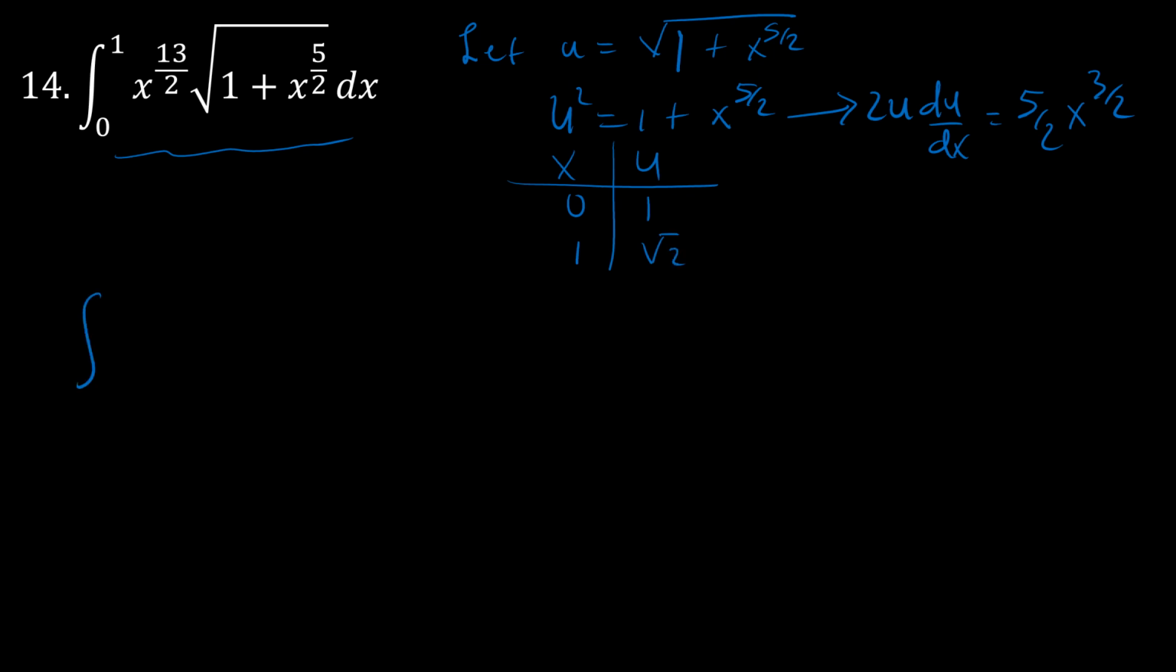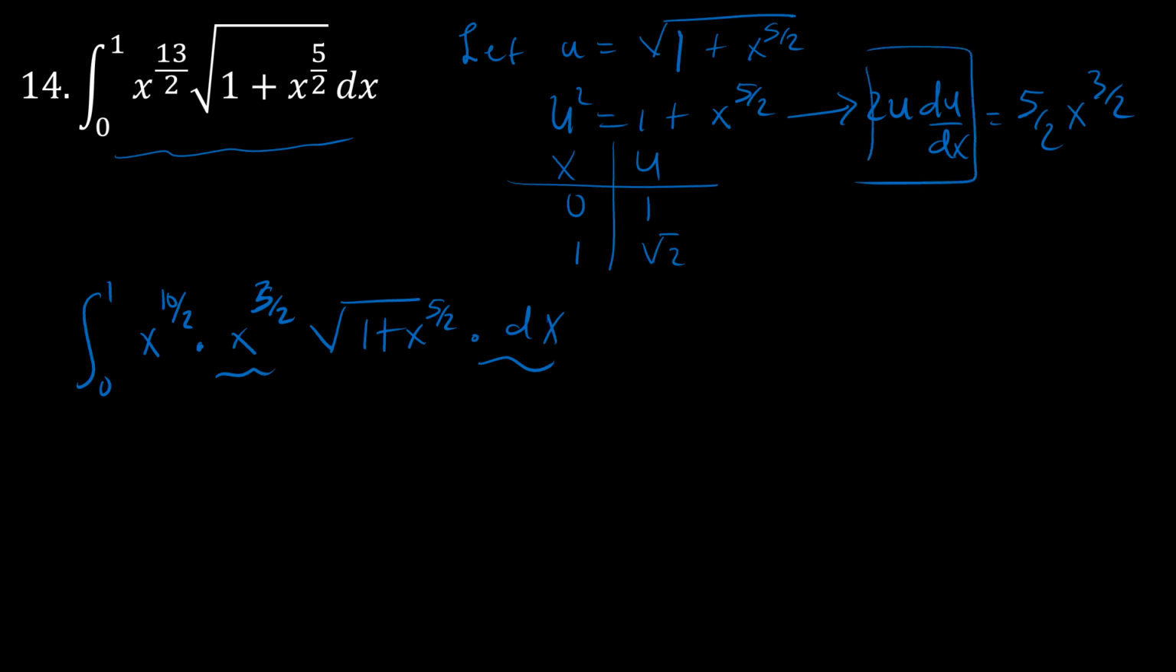So in other words, now we do have the integral from 0 to 1 of x to the power 3 over 2 times the square root of 1 plus x to the power 5 over 2 dx. And so this and this constitute what we have here, right? So this is now equal to the integral from 1 to square root of 2.